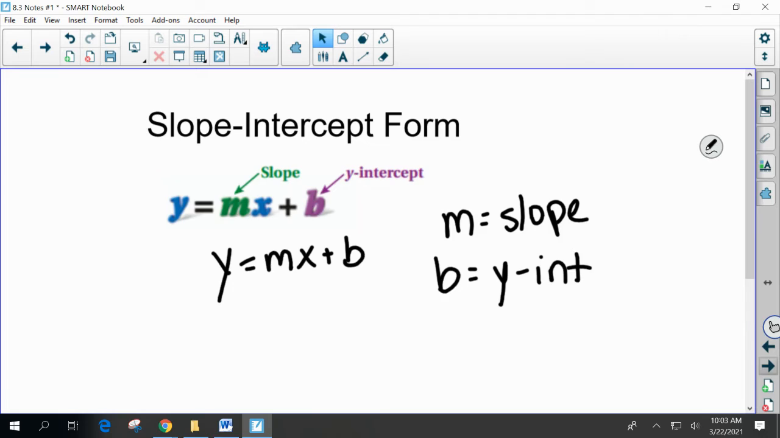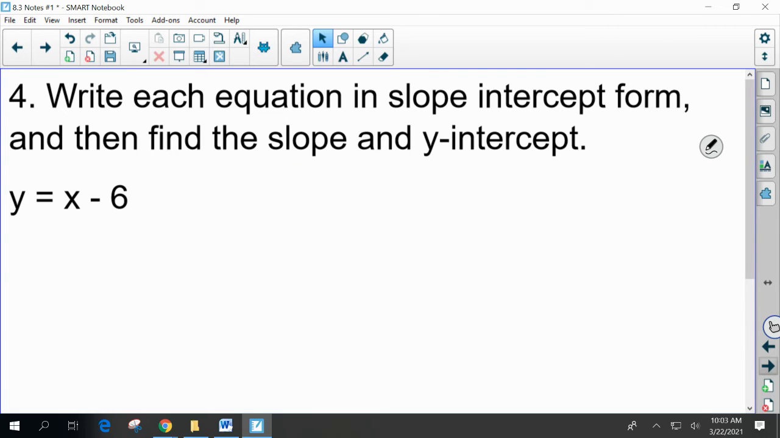So what we're going to do is rearrange an equation to be in slope-intercept form, and then identify the slope and the intercept. So this is slope-intercept form, and here's our equation. So the first thing you need to check is y on the left side.